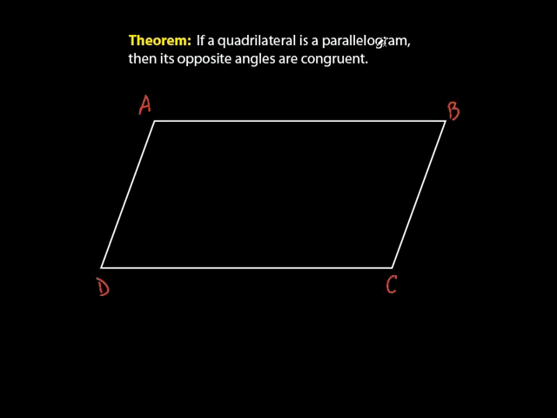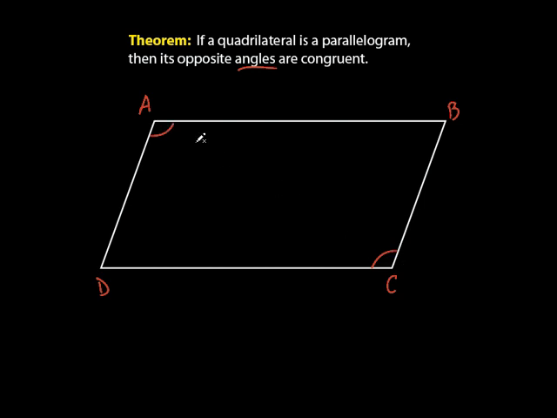Okay, here's another theorem. It says if a quadrilateral is a parallelogram, so if they tell us it's a parallelogram, what do we know about its opposite angles? The opposite angles are congruent to each other. I put letters in here to make it a little easier instead of saying this and that. So the opposite angles are congruent, so that means that angle A equals angle C.